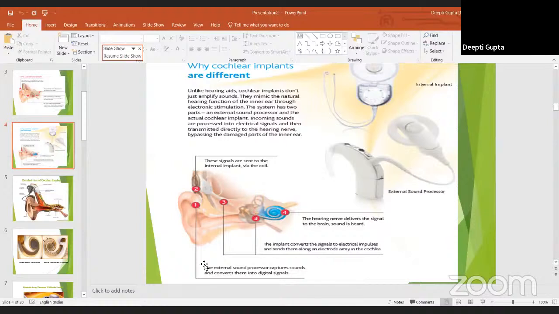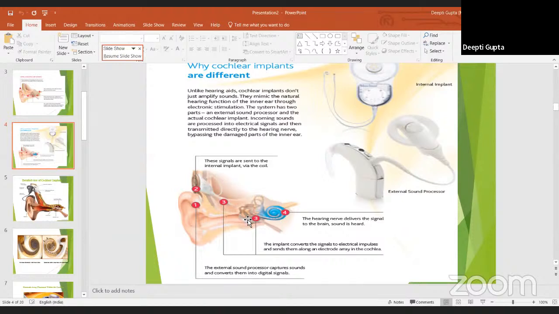And what does it do? The external sound processor captures the sound and converts it into a digital signal. It also has a microphone. Through the microphone, it captures the sound, and this is the processor through which we are converting it into the digital signal. And then it will send this signal to the coil. This is the coil which we place onto the ear, behind the ear. And this coil sends this signal to the internal part of the cochlear implant.